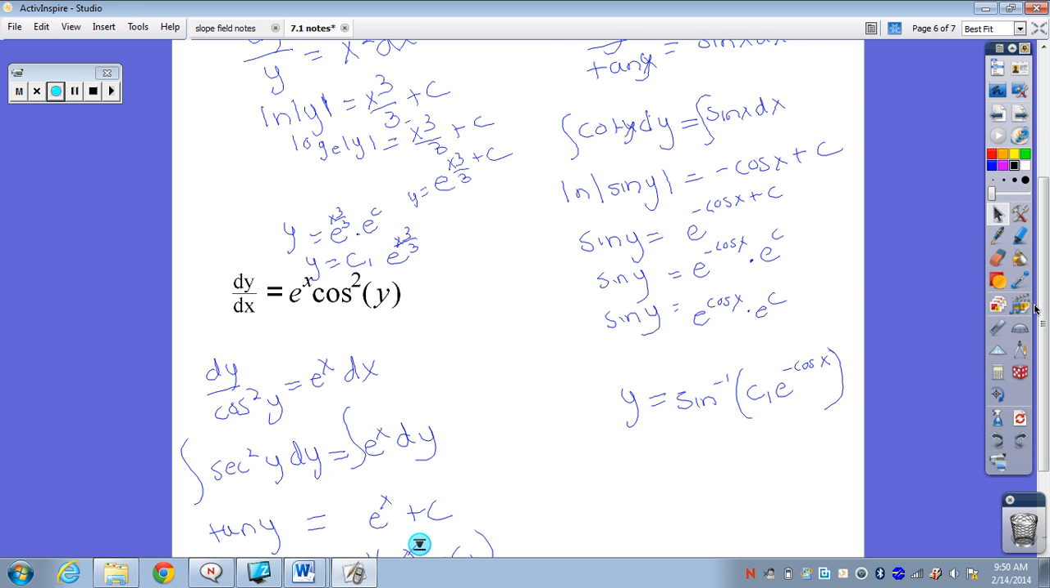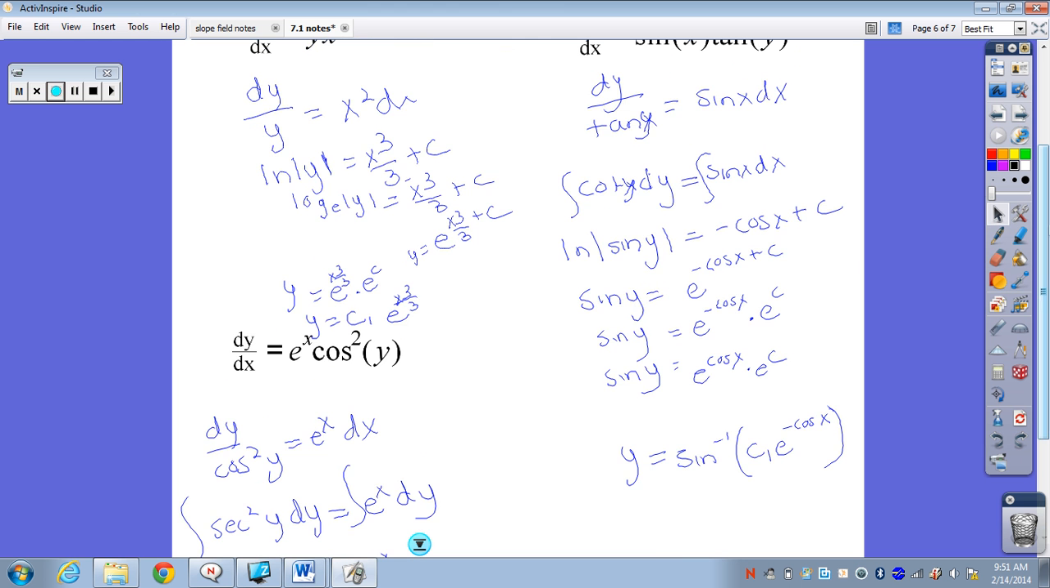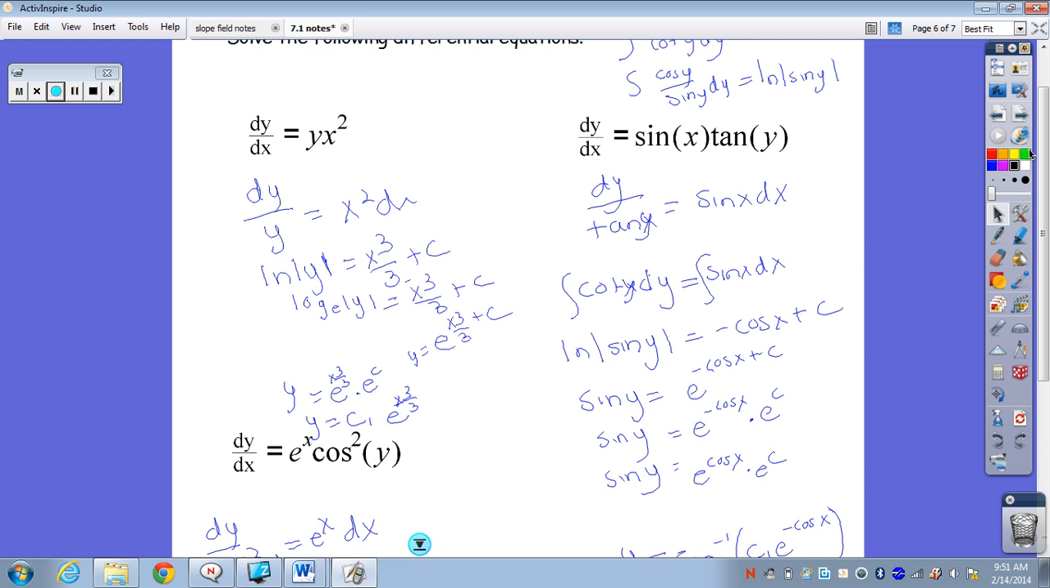So a lot of times they're not very nice equations when you solve. And the last one, so I divided by cosine squared, multiplied by dx. Cosine squared is the same as secant squared. And I know the integral of secant squared is tangent. The integral of e to the x is itself. I put the plus c. It's not in the exponent this time though. And then to get y by itself, I do the inverse. So most of this is practice. It's mostly what we've done. It's just one extra step of separating the variables.